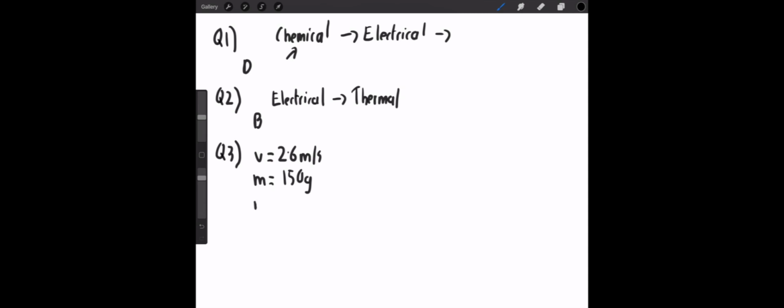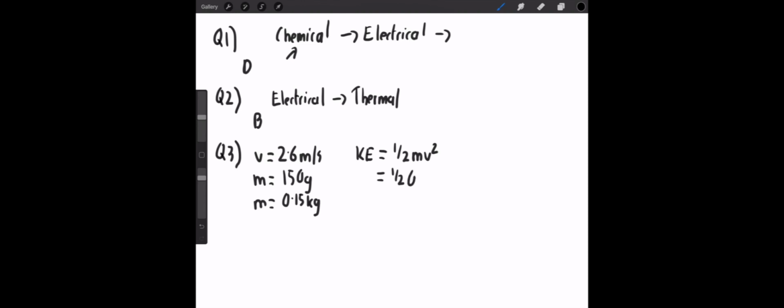So I'm going to rewrite the mass. I'm going to divide by 1,000 to convert it into kilograms, 0.15 kilograms. And you must use that in any equations. Next, we need to just apply the kinetic energy equation. It's a required equation. It's one that you need to learn. There's no getting away from it. It won't go away. So make sure you memorise that one. And then plug in the numbers.